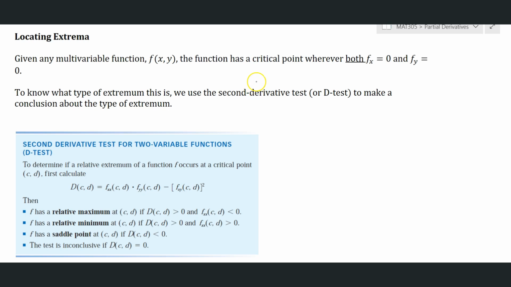The question that we have now is, how do we locate the extrema? Extrema just stands for the possibility that we have a minimum, a maximum, or something in the multivariate realm called a saddle point. We'll learn about that here shortly.